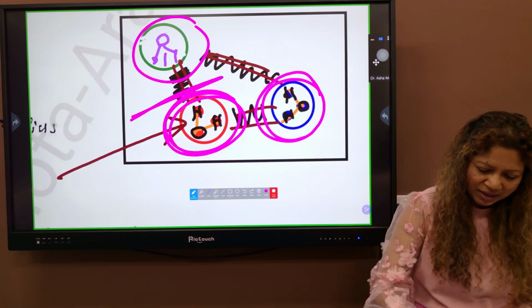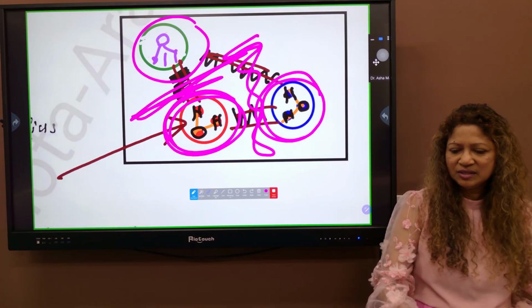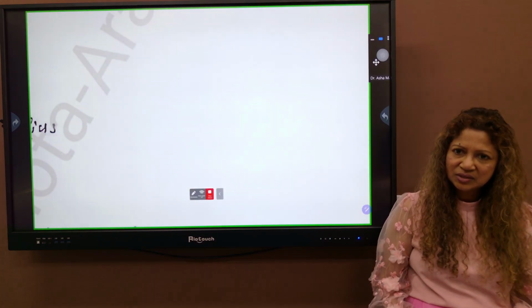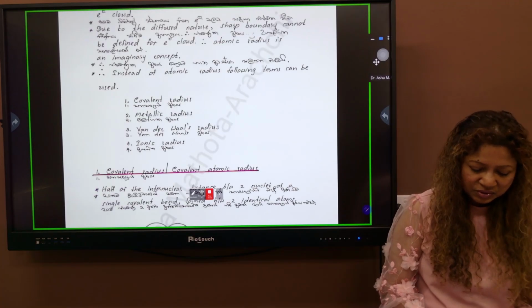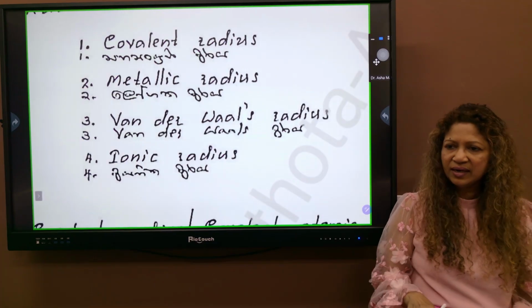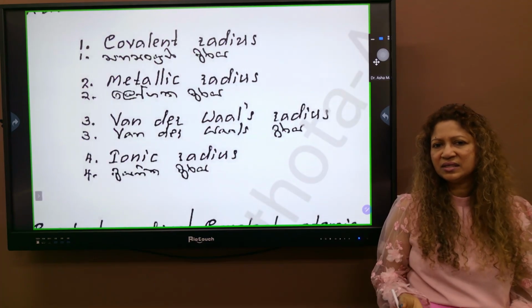But these bonds, from time to time, you can break. Such bonds are called van der Waals interaction or van der Waals bonds. Understood? Okay, the real bonds, true bonds, primary bonds are these covalent, metallic and ionic. Van der Waals are secondary interaction.